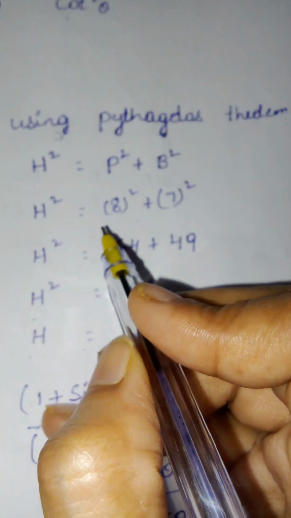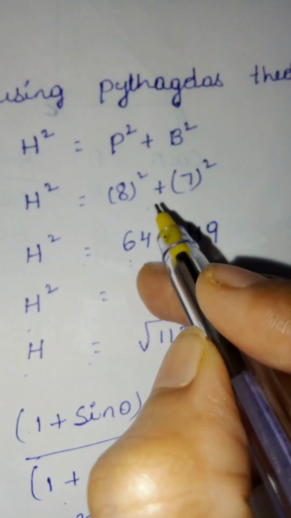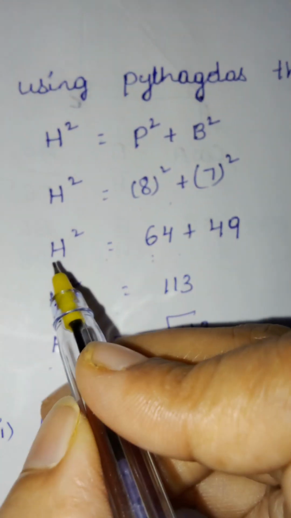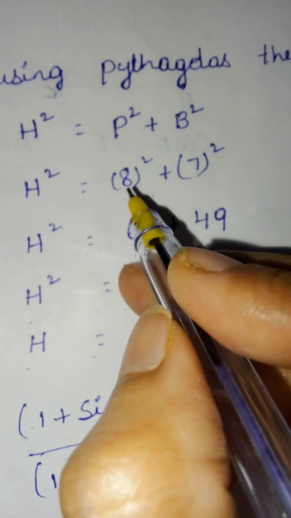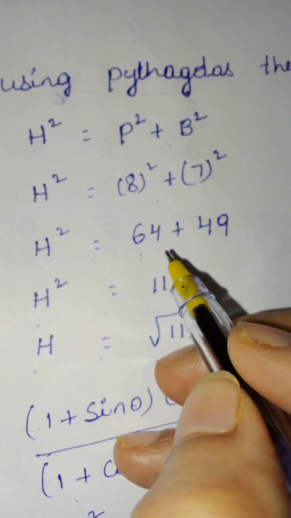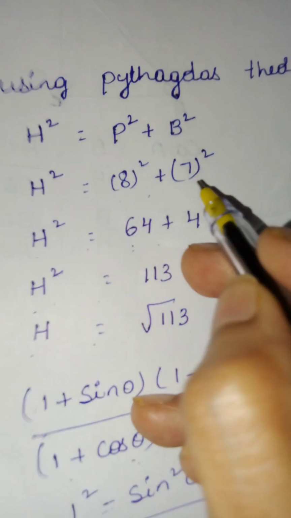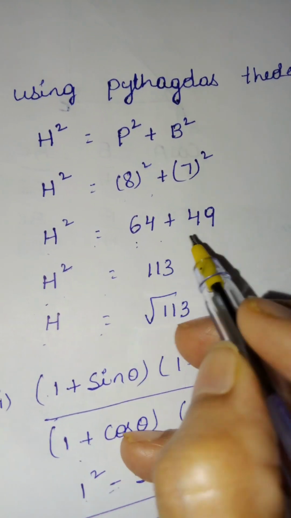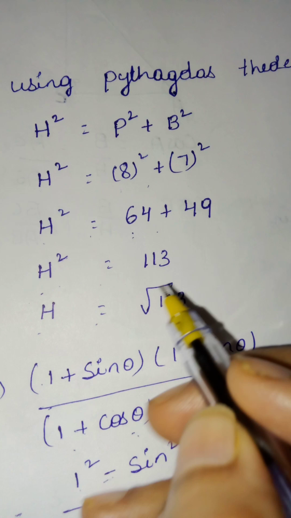Hypotenuse square is equal to perpendicular 8, so perpendicular square will be 8 whole square, plus base is 7, base square will be 7 whole square. Hypotenuse square is equal to 8 whole square, 8 8s are 64, plus 7 whole square, 7 7s are 49. Hypotenuse square is equal to 64 plus 49, which is 113.